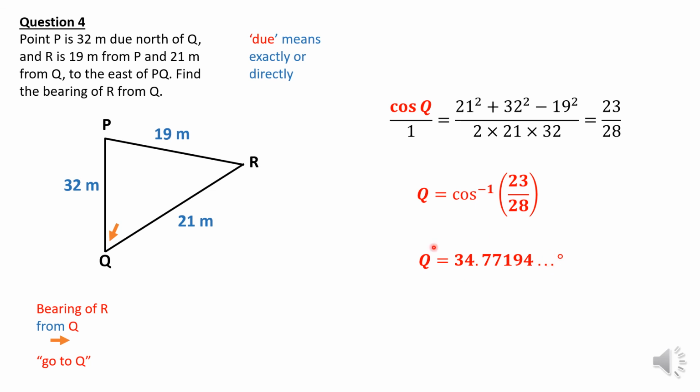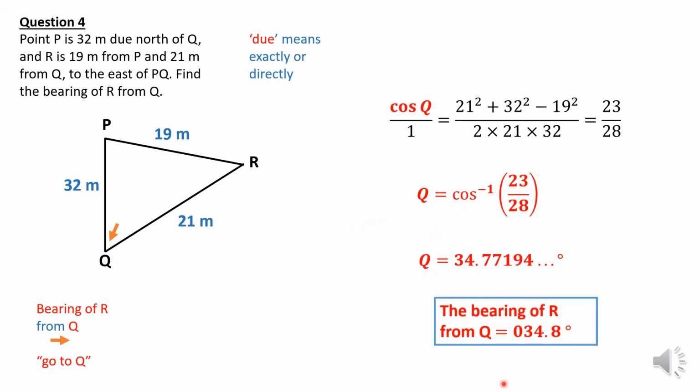But we're not calculating the angle, we have to write it as a bearing. So when you write it as a bearing, you put a 0 in front of it. So the bearing of R from Q is 034.8 degrees.